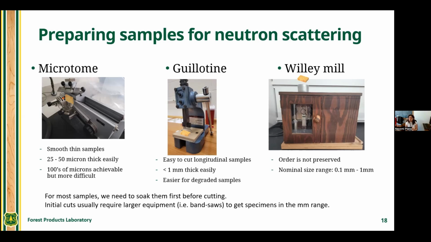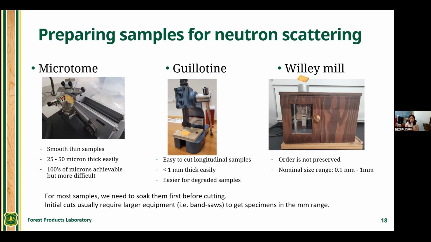Samples that have been degraded are typically really hard to cut thin, so we have found that the guillotine works really well for that. We just try to make sure that the sample size is typically less than 1 millimeter for samples that have degradation, and 0.7 millimeters seems to work really well and is really easy to cut as well, as long as you're in the longitudinal plane for cutting.